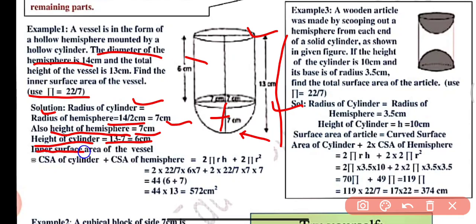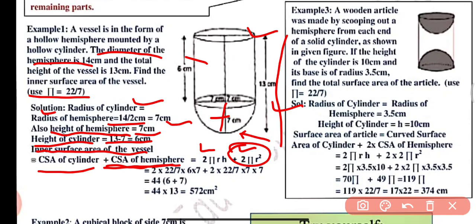So now inner curved surface area of vessel. As we all know that vessel is in hollow shape. So inner curved surface area of vessel will be curved surface area of cylinder plus curved surface area of hemisphere. And we all know that curved surface area of cylinder is 2 pi r h, where r is the radius and h is the height. And curved surface area of hemisphere is 2 pi r square. So we are talking about curved surface area, not total surface area of hemisphere, as total surface area of hemisphere will be 3 pi r square, but here we are using curved surface area, so this will be 2 pi r square.